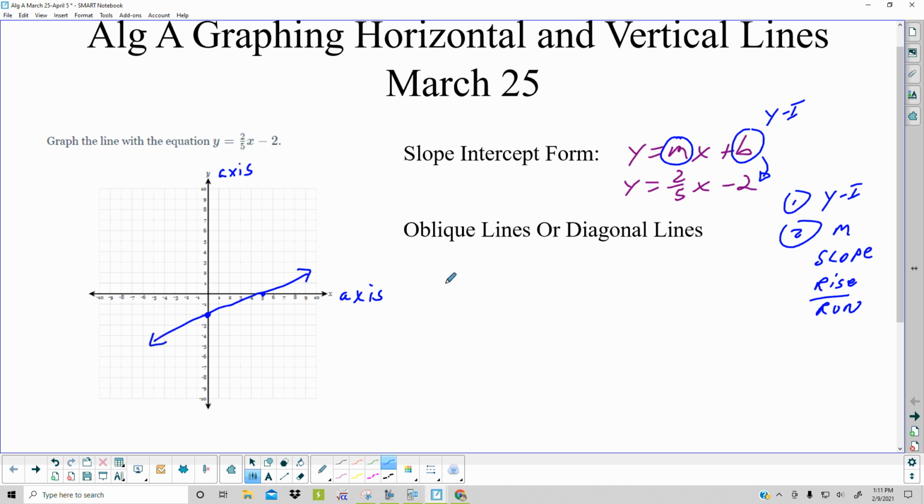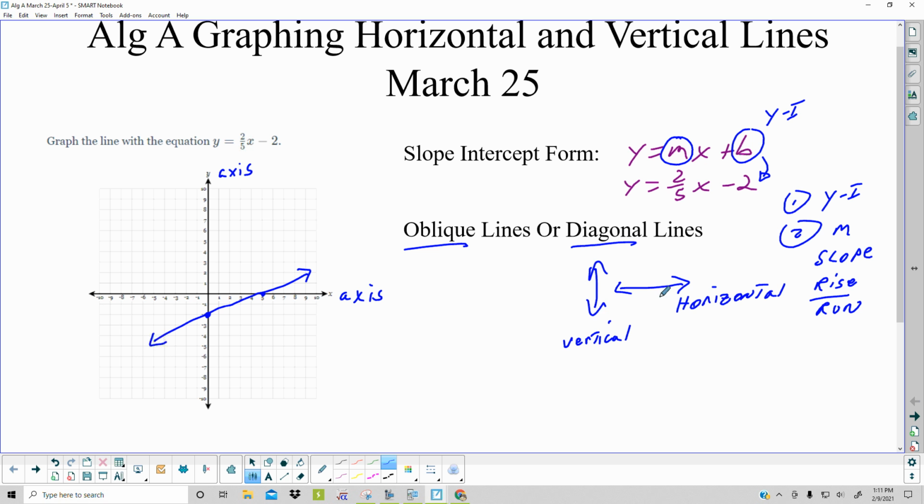Okay? Now, a couple of pieces of vocabulary. This line is diagonal or oblique. That's a fancy way of saying diagonal. It's oblique. I'll try not to use it. I'll try and stick to the word diagonal, but it means diagonal. One way to define diagonal, it is not vertical, it is not horizontal. So this is a vertical line. This is horizontal. Okay, so a diagonal line is any line that isn't vertical or horizontal.